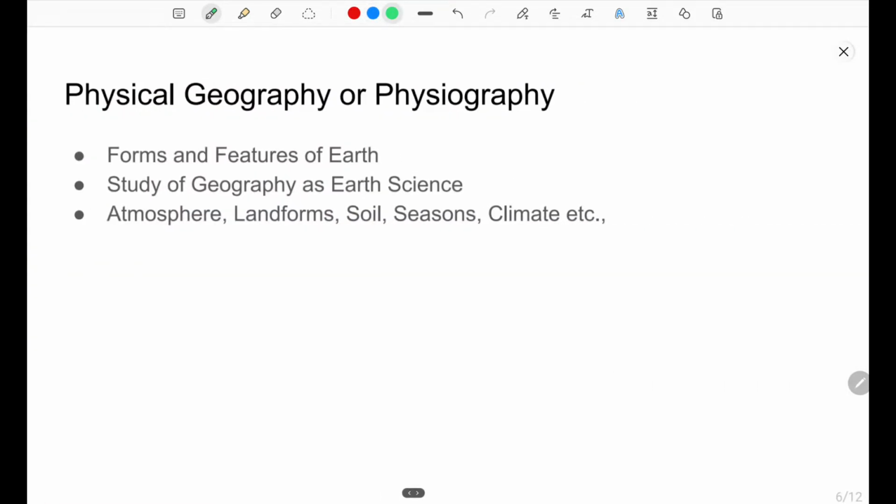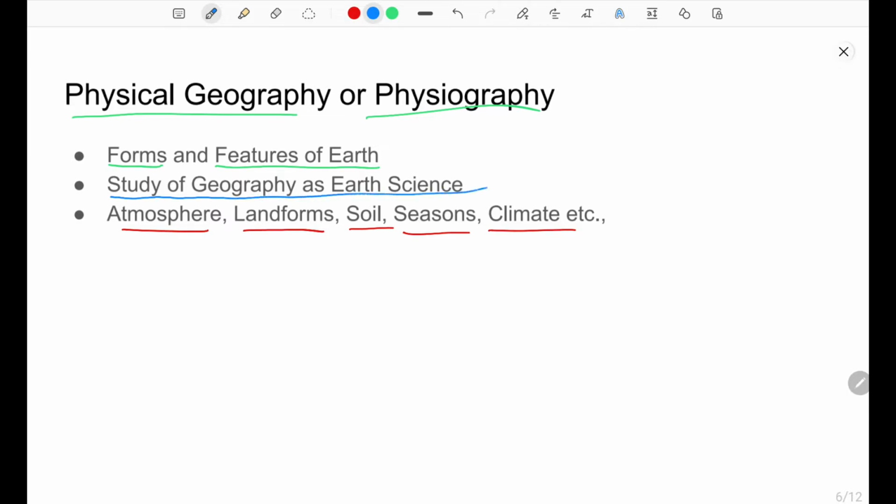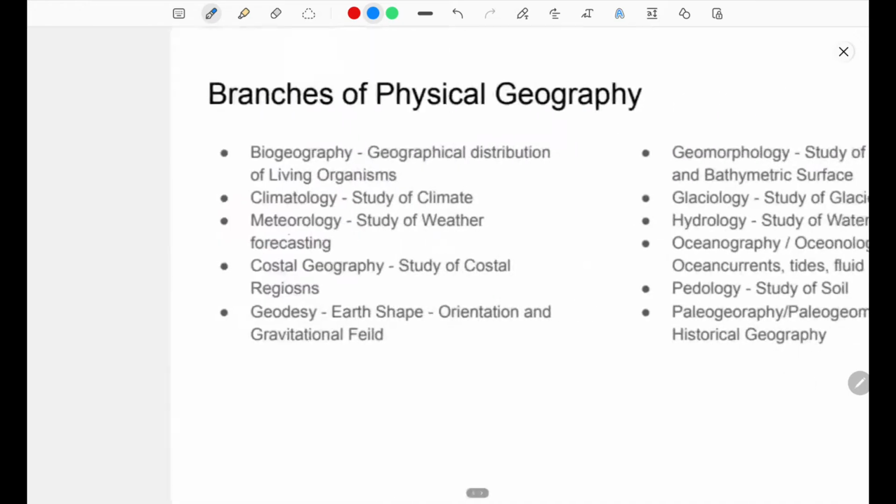Coming to physical geography, which is also referred to as physiography, it speaks about forms and features of earth. It speaks about atmosphere, landform, soil, season, climate. Physical geography is a study of geography as an earth science. It's very important here. Physical geography is a study of geography as an earth science.